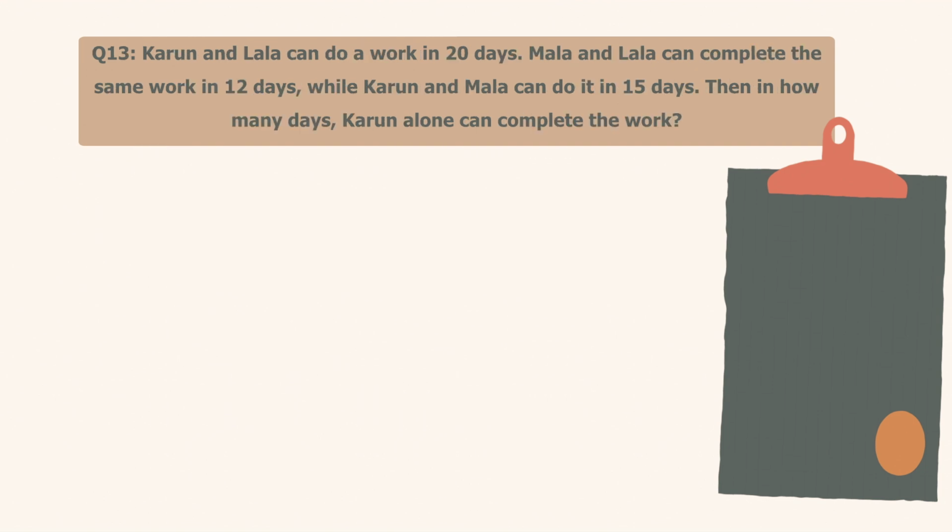Question 13. Karun and Lala can do a work in 20 days. Mala and Lala can complete the same work in 12 days, while Karun and Mala can do it in 15 days. Then in how many days Karun alone can complete the work? Pause and solve the question.